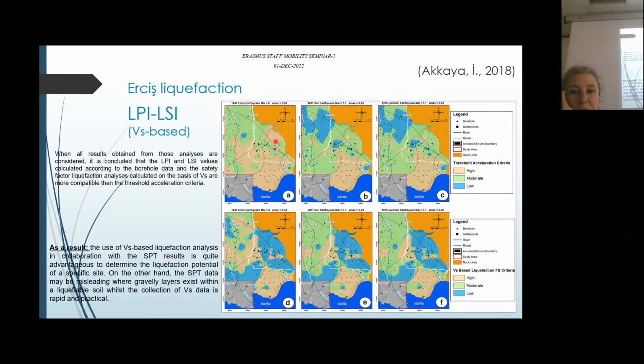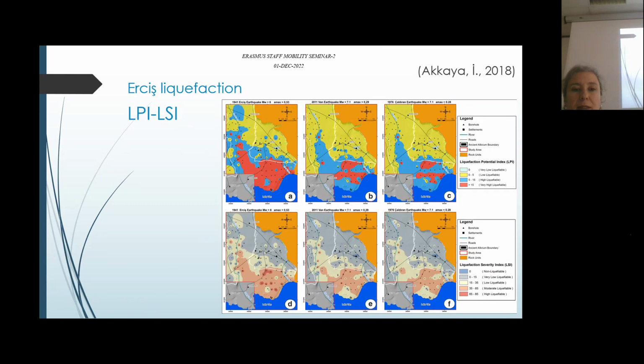This is threshold acceleration criteria. This is VS-based for the comparison. But for the LPI and LCI, yeah, you can see the color. Exactly. As for LSI, you can see a wider range; for instance, when you compare the area for the same scenario, it differs. So you can be on the safe side. It says, for instance, high liquefaction, but in here, very high liquefaction or high liquefaction, it differs depending on the stage in between the two.